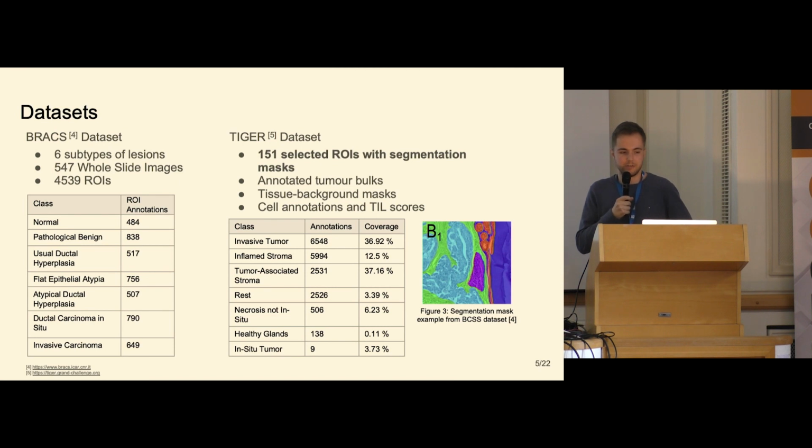Overall, there were 151 images, or regions of interest, that are annotated with segmentation masks. From them, around 30,000 patches were created of size 224 times 224, and the 151 regions were divided into training and validation data. 90% of the regions were within the training data and 10% within validation data.